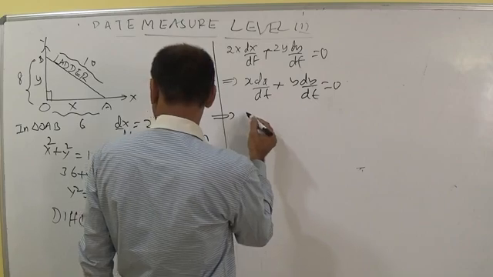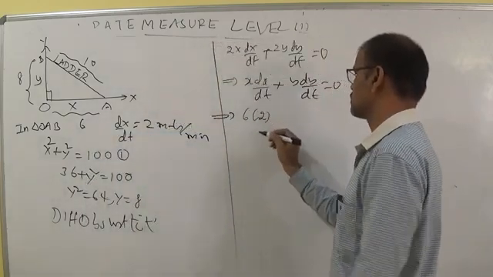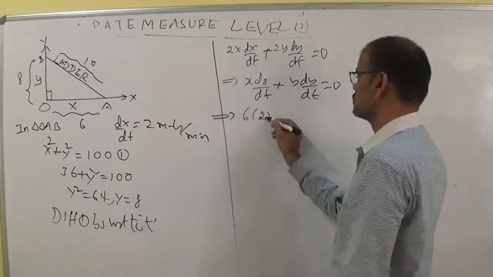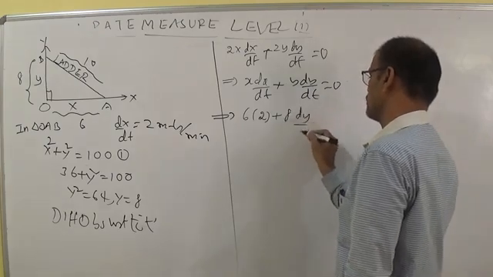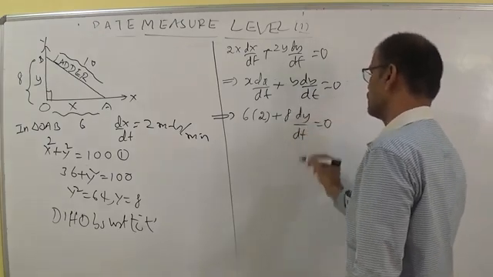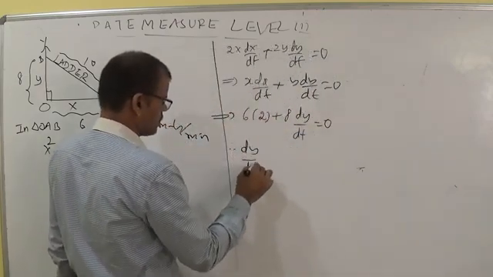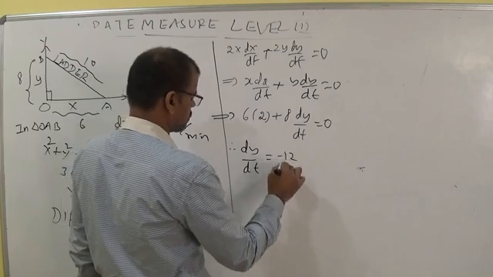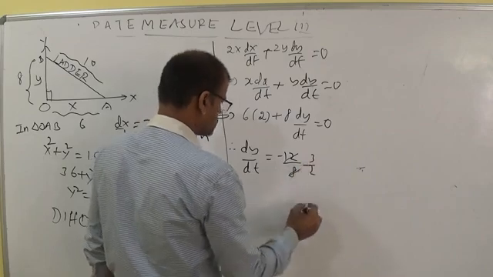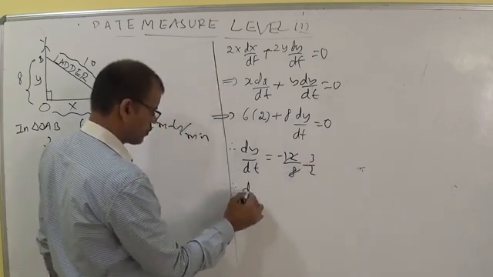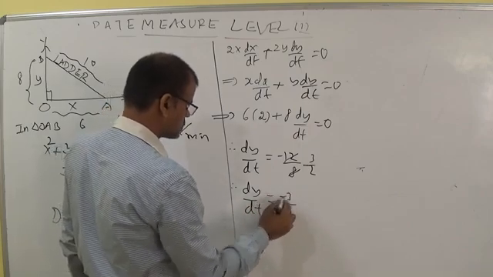Now we can calculate the value of dy by dt using this equation. That implies x value he gave as 6. Then 6 into, here you substitute the value 2, 6 into 2, plus y 8, already we calculated, into dy by dt. Therefore dy by dt is equal to minus 12 by 8. Fourth table gets cancelled as 3 by 2 times. Therefore dy by dt we got as minus 3 by 2.